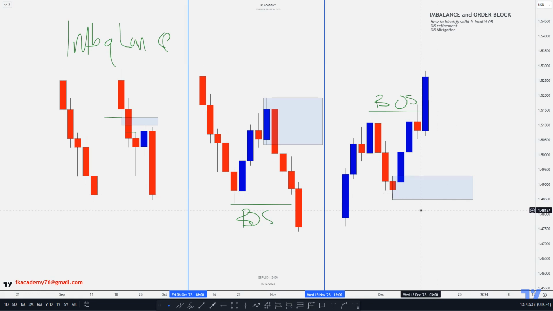And there are several things you need to use to pick a valid order block. Number one is that you have to make sure that particular structure is a valid pullback. You have to make sure that it is a valid pullback. If, for instance, we are having a structure like this, let's say, for instance, we're having a structure like this.